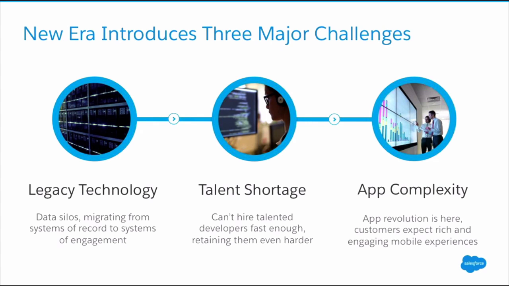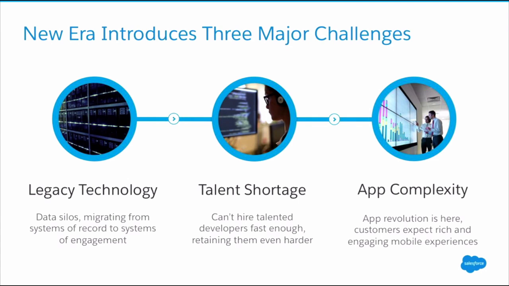Okay, let's get into it. So the new era currently is introducing 3 major challenges. Firstly, there's the issue of legacy technology. Often organizations are building custom solutions that result in siloed data. You may have a lot of Excel spreadsheets that you use within your organization, or potentially you're even using pen and paper. Yes, that counts as technology to record your data. And these are really systems of record. And so the challenge is how you move from systems of record to systems of engagement.